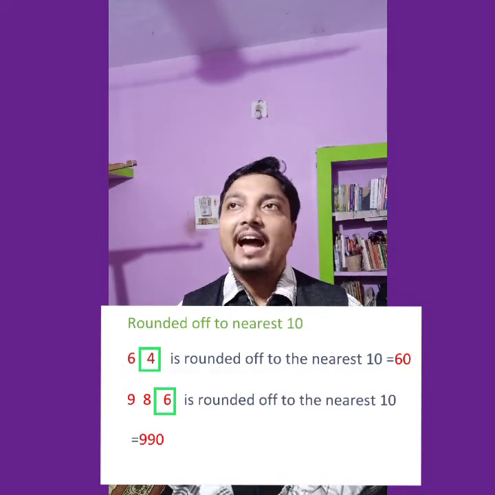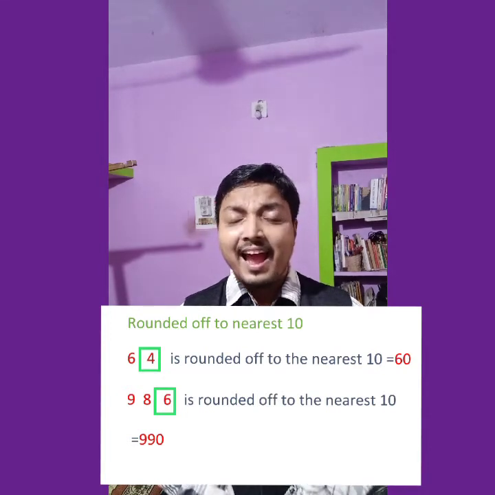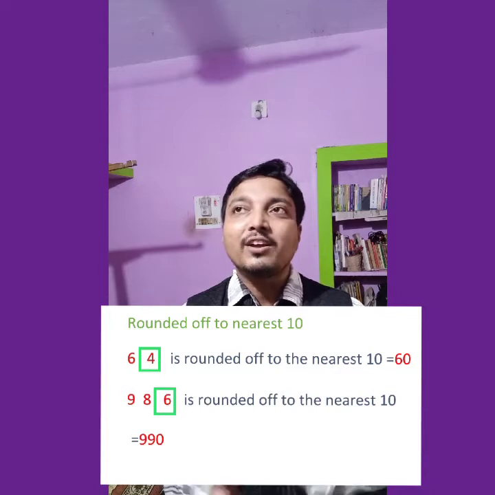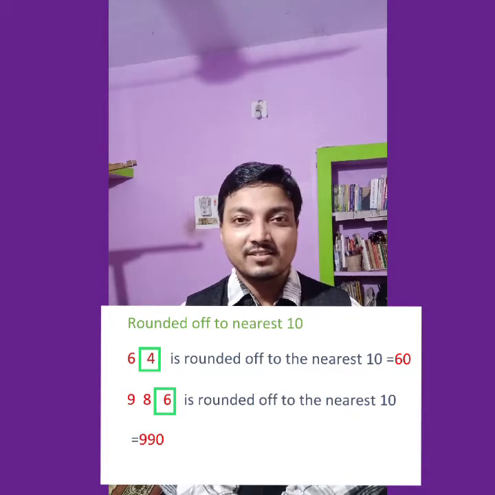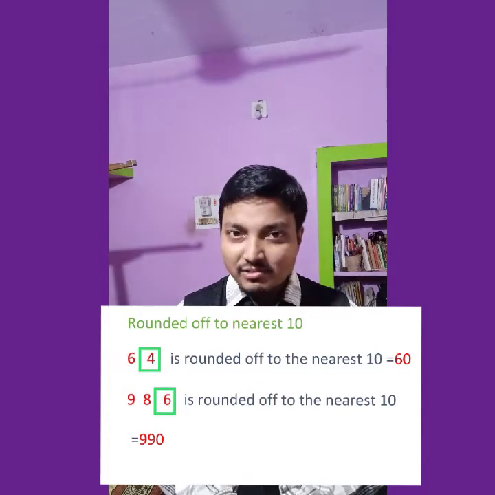Okay, just like this, I am showing another question. In this question, the number is 986, and you have to find the nearest tens of this number. Otherwise, estimate the number to the nearest 10, or round the number to the nearest 10. So we need to check the ones place, which is the previous place to tens.